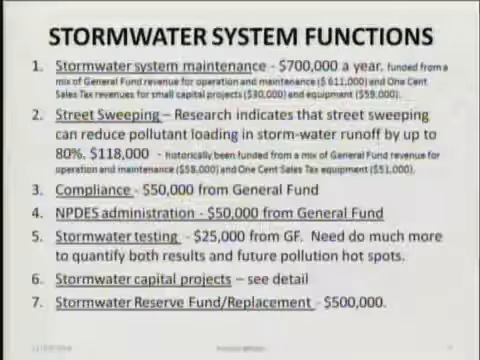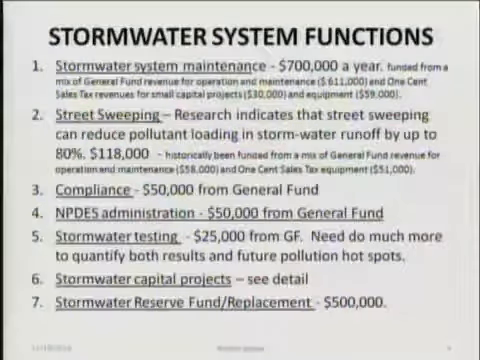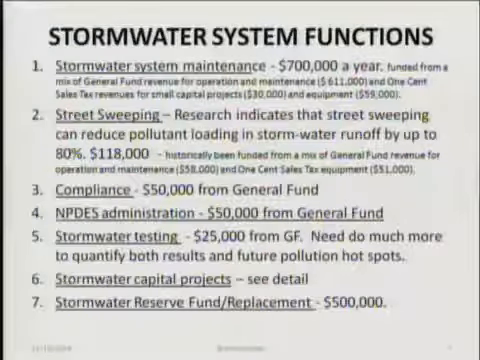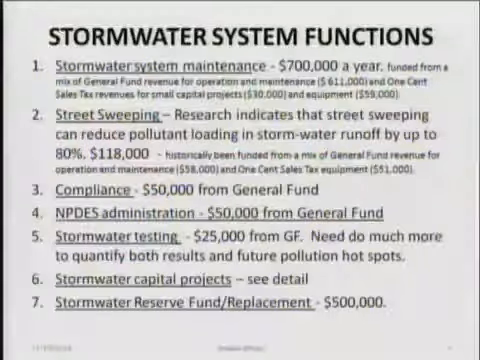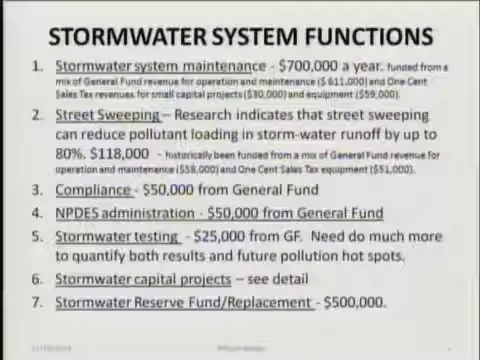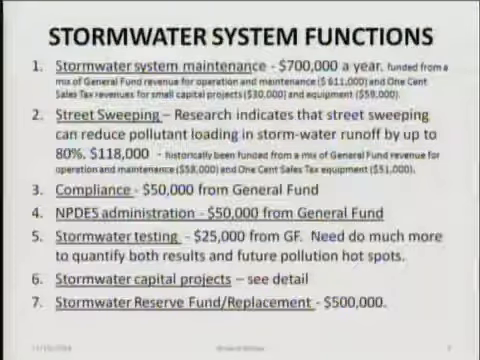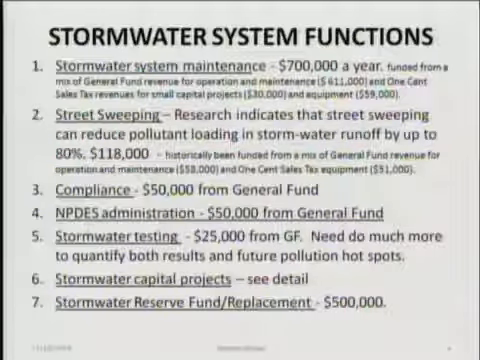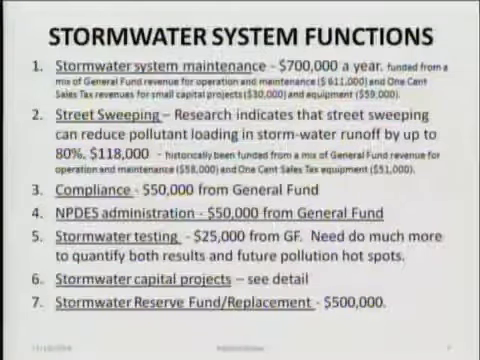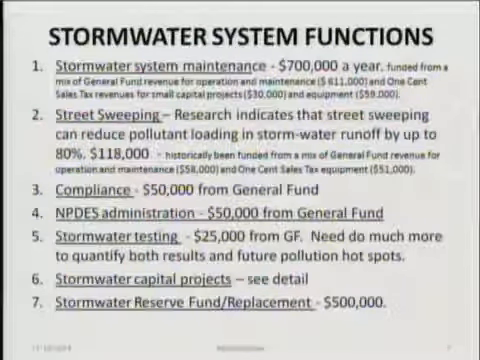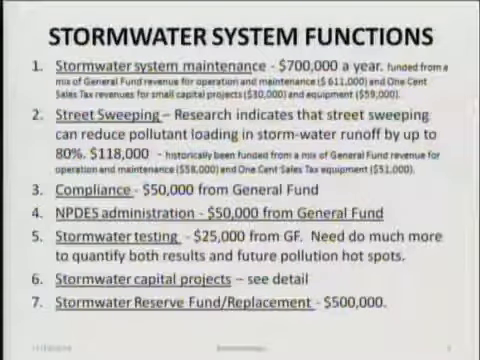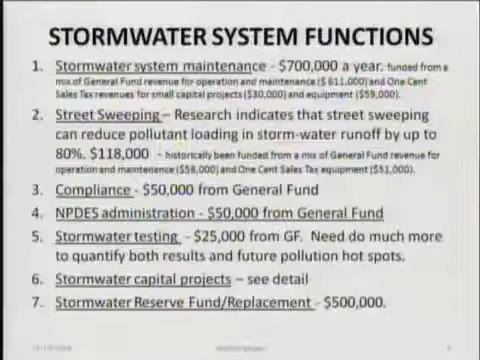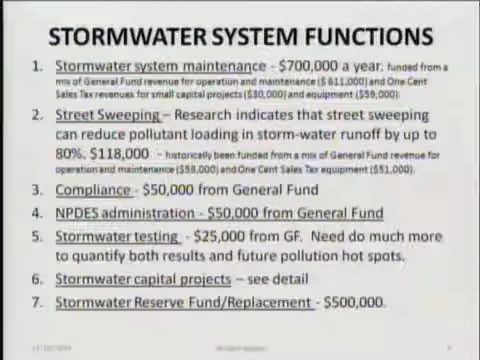Stormwater system functions, this gives you some idea. For stormwater system maintenance, we're currently spending $700,000 a year funded from the various tax revenues below, but most of it, 611, is coming from the ad valorem tax for what it's worth. We're also street sweeping. Street sweeping is very important because if you can sweep it up and not let it go down into the lagoons and the lateral canals and into the lagoon, you've done it at much lower cost than otherwise. In any case, this shows you where that $118,000 has come from.